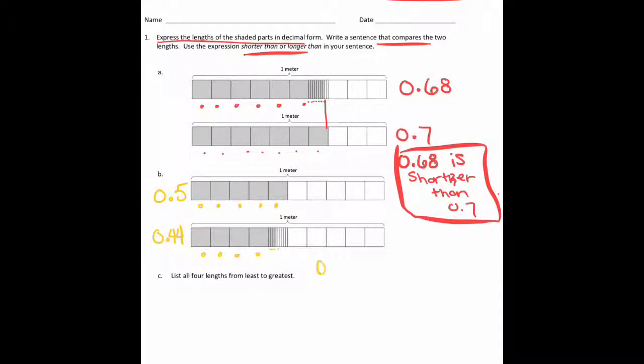Again, 44 looks bigger than 5, but that's not what we're comparing. The first one has 5 tenths, which makes it bigger than the 4 tenths. So 0.5 is longer than 0.44, or 5 tenths is longer than 44 hundredths.